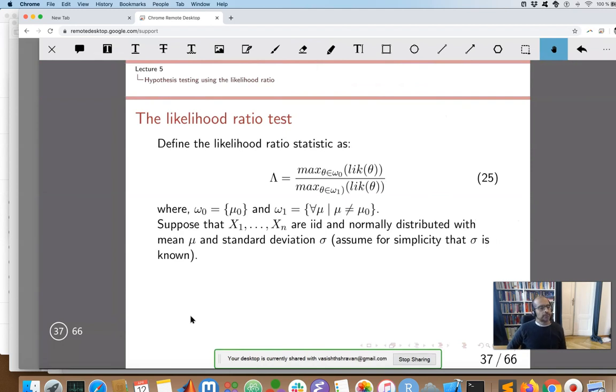So this is part 1 of this lecture. I'm going to continue this lecture by talking about the likelihood ratio test and the ANOVA.